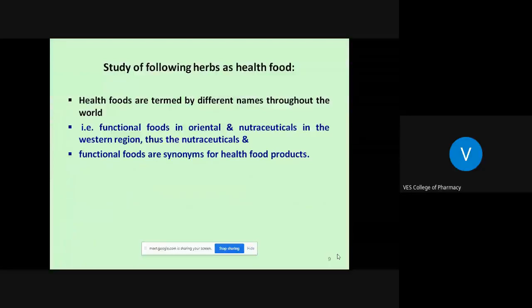Health foods are termed by different names throughout the world. In the Oriental region, health foods are termed as functional foods. In the Western region, they are termed as nutraceuticals. Thus, nutraceuticals and functional foods can be used as synonyms for health food products. So please remember, students, nutraceuticals are neither drugs nor medicines. They are mainly aimed at improving the health of the individual and maintaining good health of an individual.